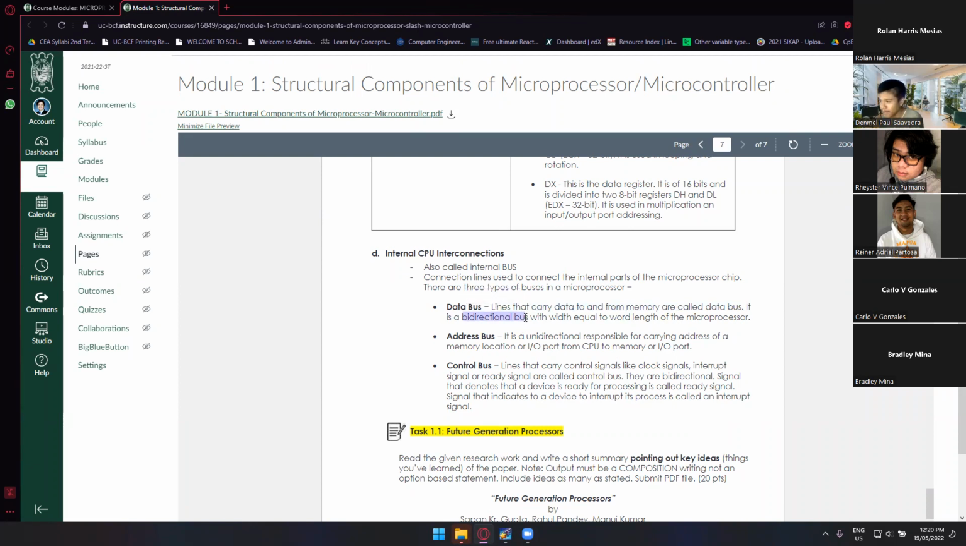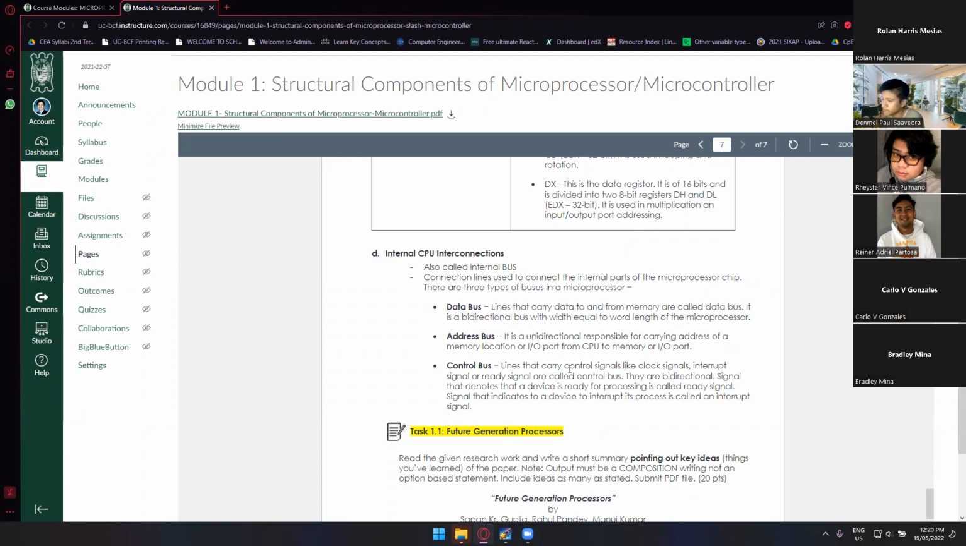If we have a bidirectional bus, we also have a unidirectional one, which is the address bus. This one is responsible for getting the address of a memory location or input output from the CPU to memory. My apologies, it's not going to the CPU. It's coming from the CPU to memory or input output. So that is for the address bus. And then for the last one, we have the control bus.